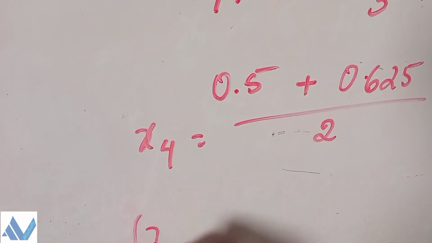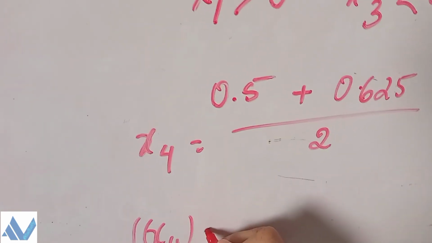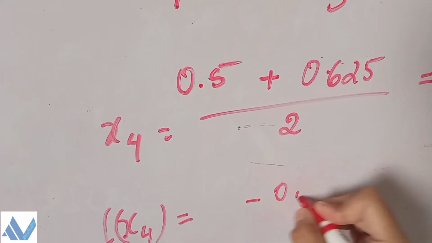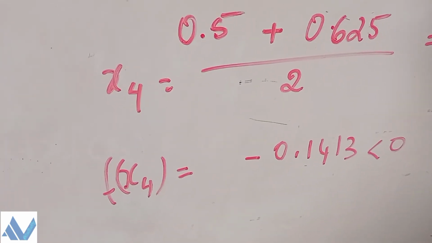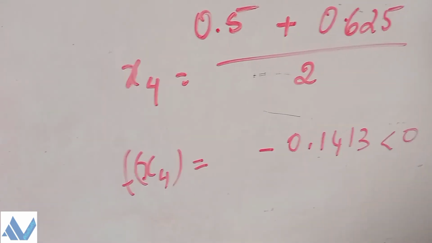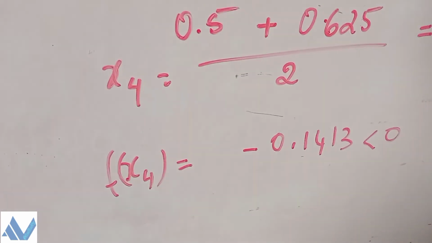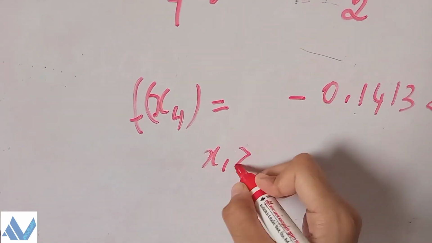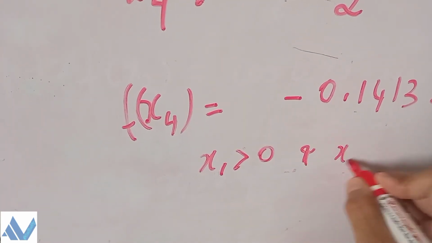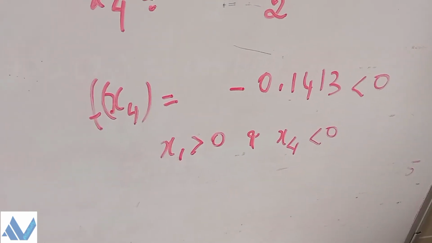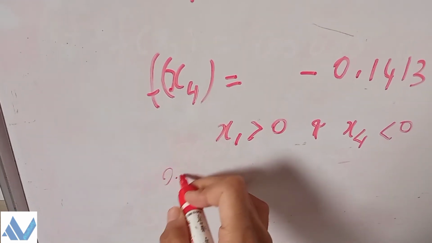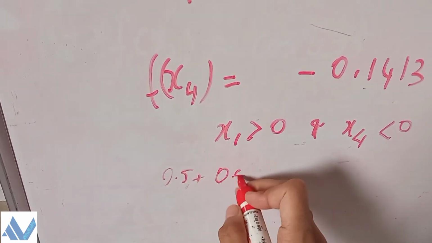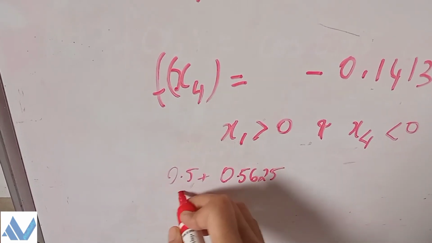Now we substitute f of x4 in the equation and we get minus 0.1413, which is again less than 0. Now if they tell you to find out 5 iterations, you have to continue like this till x5 and stop. Well, now f of x1 was greater than 0 and f of x4 is less than 0. So the root lies between x1 and x4. So the value of x1 was 0.5 and x4 we got as 0.5625.